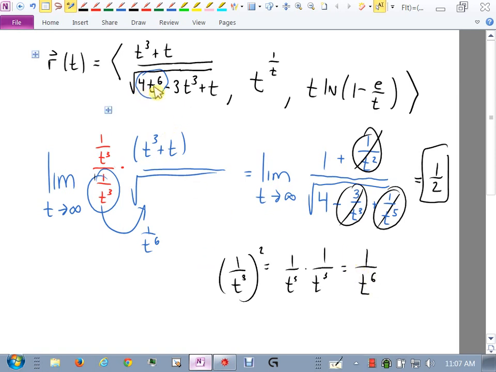And so dividing this by t to the 6th, you get 4. Dividing this by t to the 6th, you get this, and then t to the 6th. Make sense? Yay, nay? Yeah. Okay. So that's how that one worked, okay?